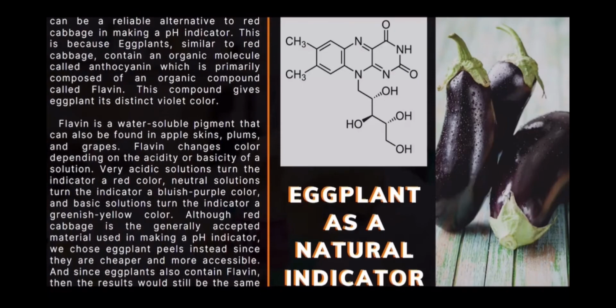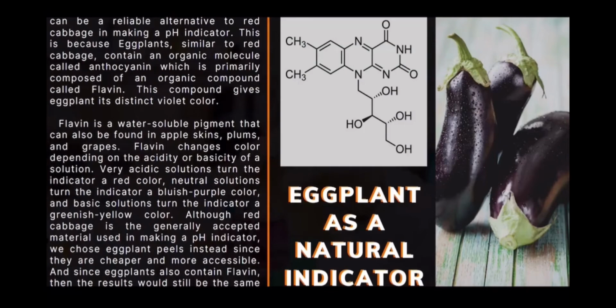This is because eggplants, similar to red cabbage, contain an organic molecule called anthocyanin, which is primarily composed of an organic compound called flavin. This compound gives eggplant its distinct violet color. Flavin is a water-soluble pigment that can also be found in apple skins, plums, and grapes. Flavin changes color depending on the acidity or basicity of a solution.